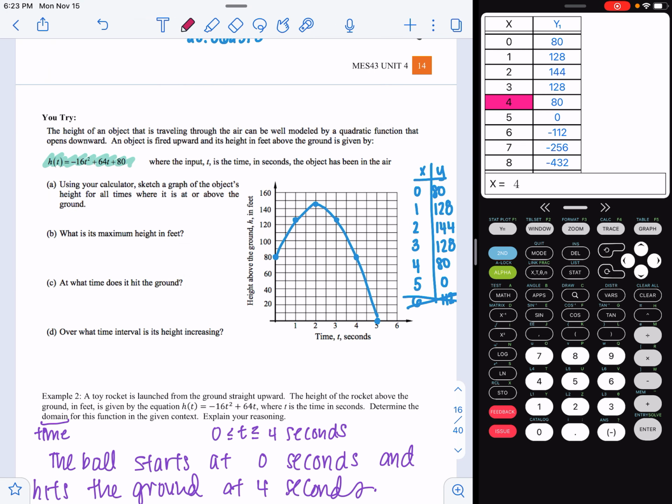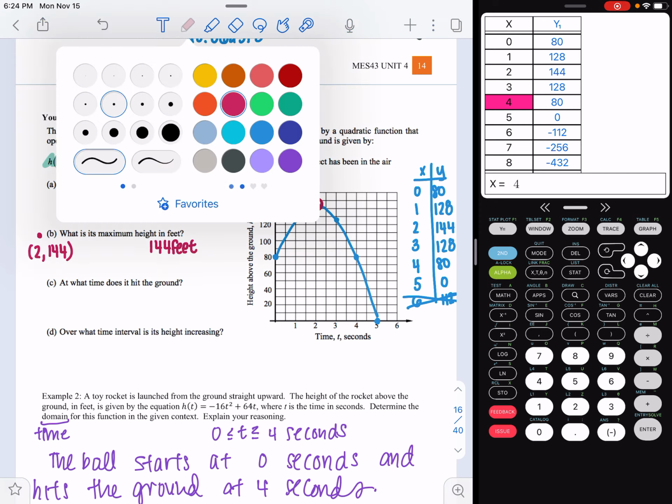B says, what is its maximum height in feet? Remember, this is the course of the object, right? It goes up and then it comes back down. So our maximum height is going to be this point right here. Just be careful. This is the point 2, 144. And you have to think about which one of these numbers represents our maximum height. It is going to be 144 feet. The 2 represents 2 seconds, right? We had said earlier at 2 seconds, our object is at 144 feet.